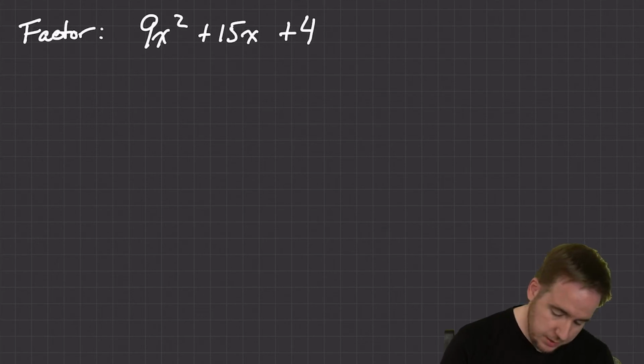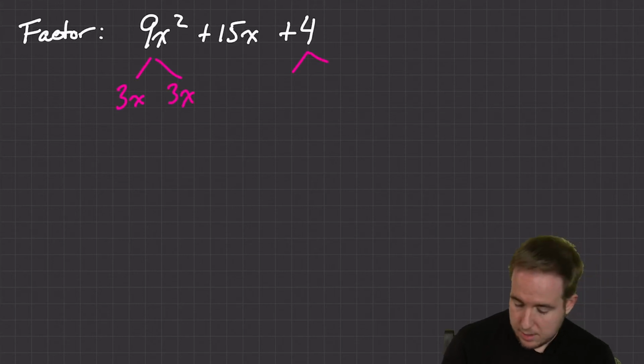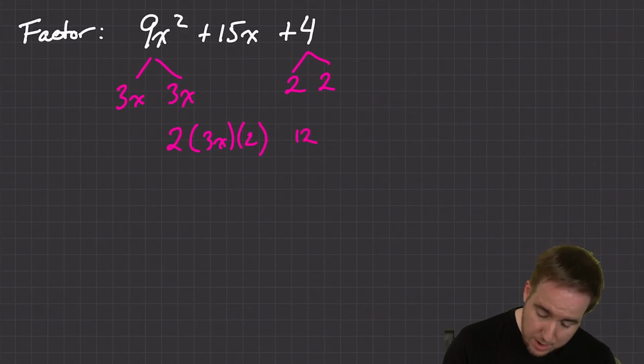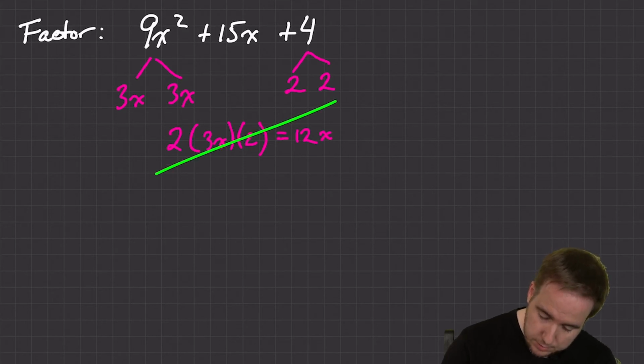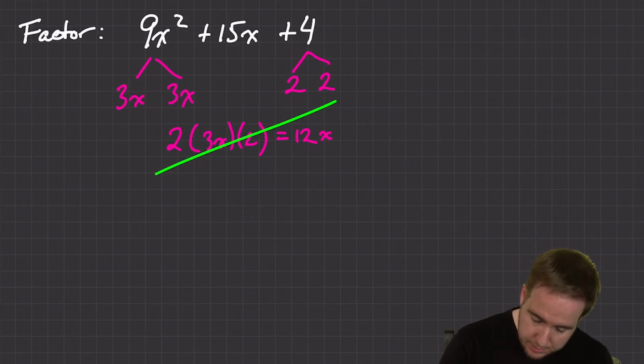So let's see this one. This is 3x times 3x. Great. This is 2 times 2. So what is 3x times 2 times 2? 2 times 3 is 6, 6 times 2 is 12x. So that is not going to work. All right, back to the old method.